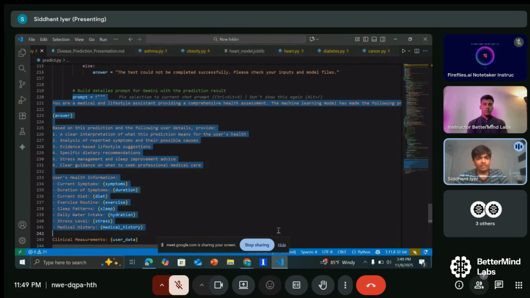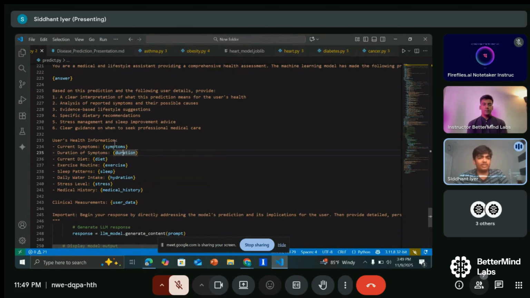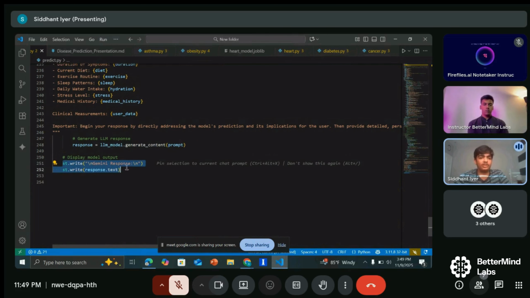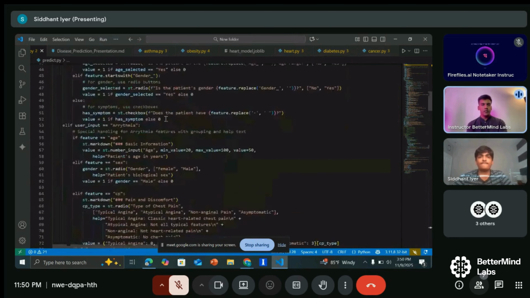This is the main prompt. It's just the symptoms, these facts for the inputs, and the response is what Gemini generates using the line. And we use Streamlit to generate the response and write it into the web interface.